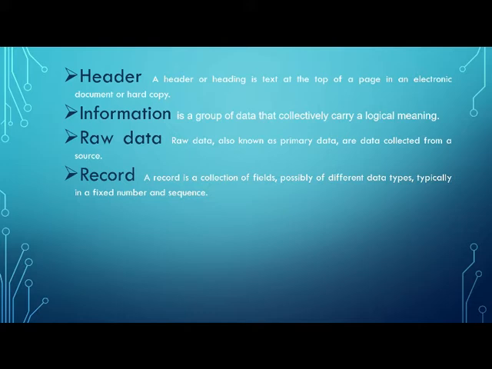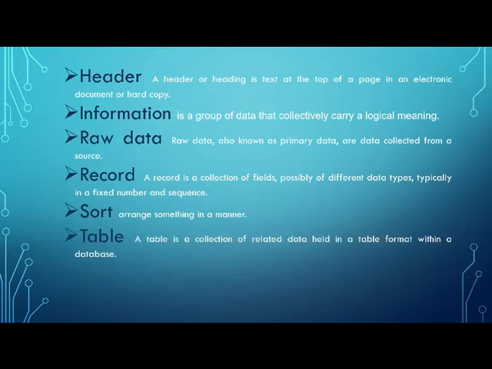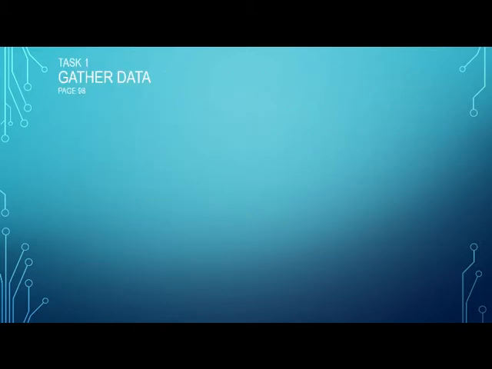And what is a record? A record is a collection of fields, possibly of different data types, typically in a fixed number or sequence. What is sort? Arrange something in a particular manner. If I'm asking to arrange this in ascending order, descending order, or alphabetical order, or greater order or lesser order, like this. What is a table? A table is a collection of related data held in a table format within a database.